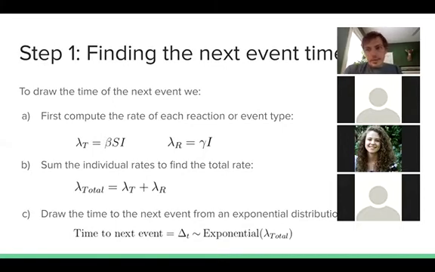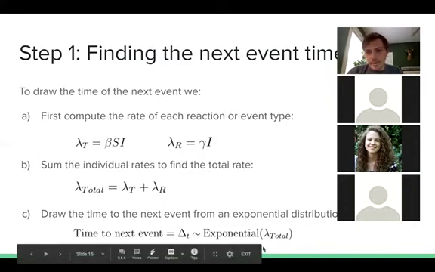So then to determine the time at which the next event occurs, we can sum these individual rates together to give us the total rate at which all events, or all reactions, are happening in our population. We'll refer to this as the total rate, or lambda total. And then all we have to do in order to draw the time to the next event is draw a time from an exponential distribution with a rate parameter lambda total.